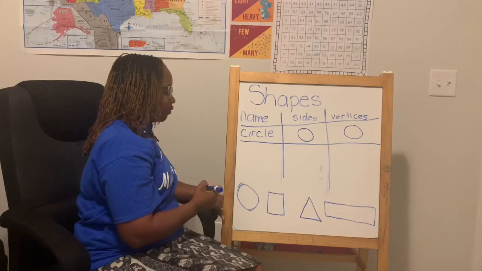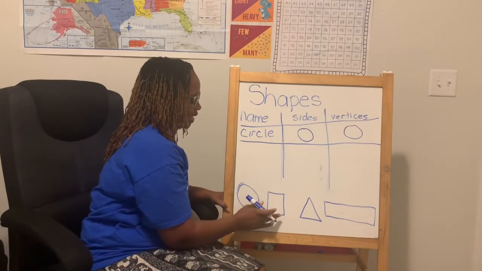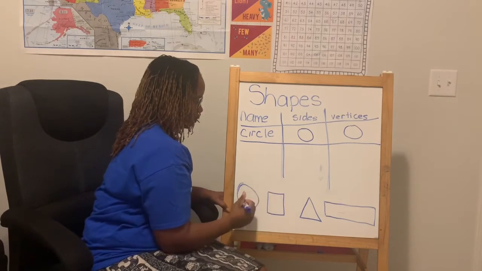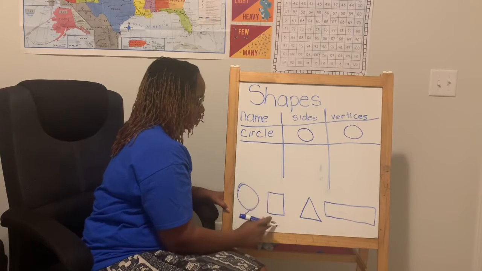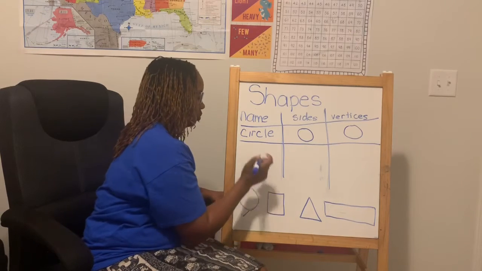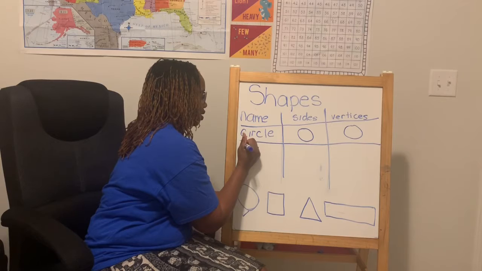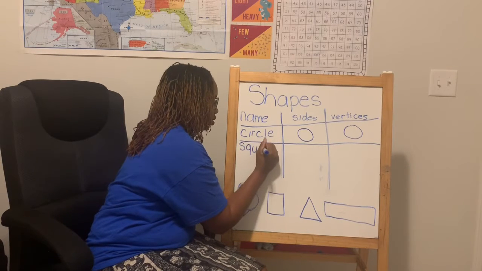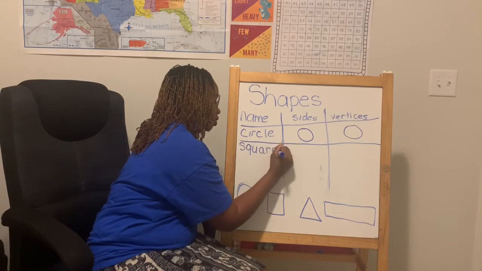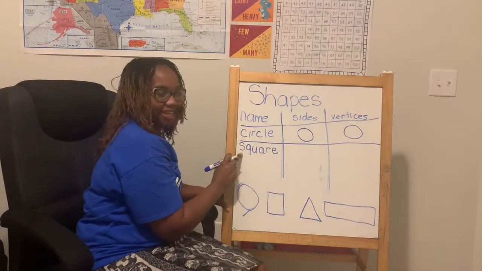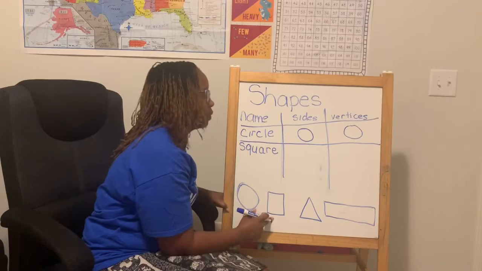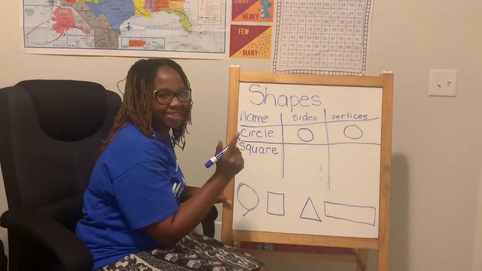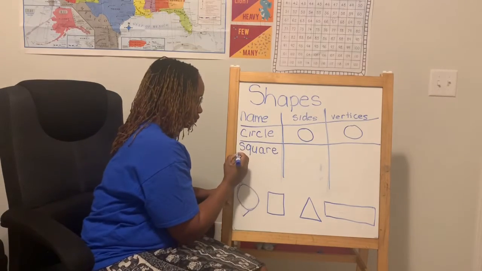Because they have no sides, they have no vertices. Now we're going to name this shape. We've already done this one, so let's name this shape. This is the shape of a square. This is the name for this shape. It's really important that you are able to recognize the name for the shape.